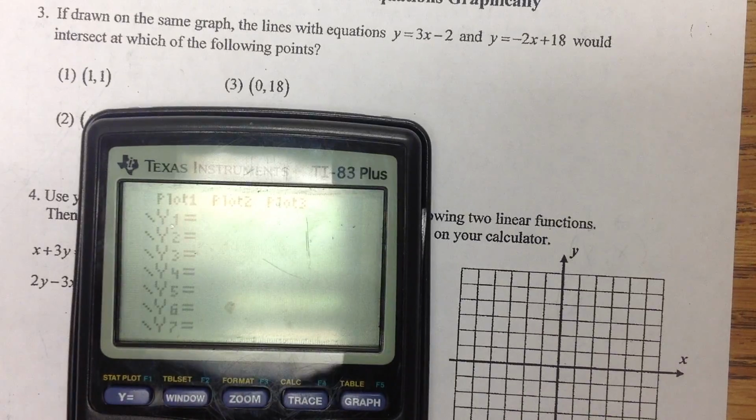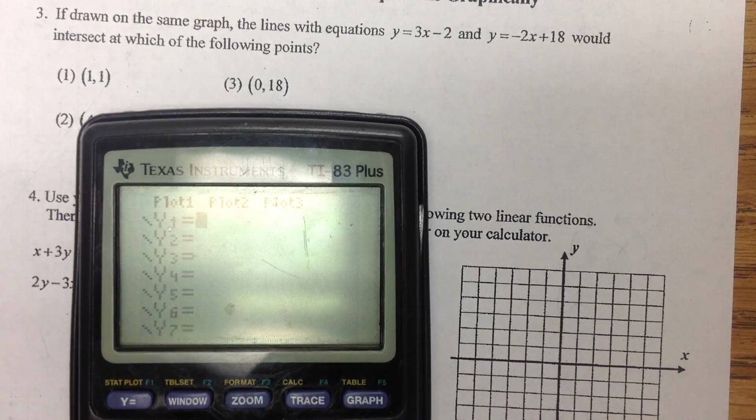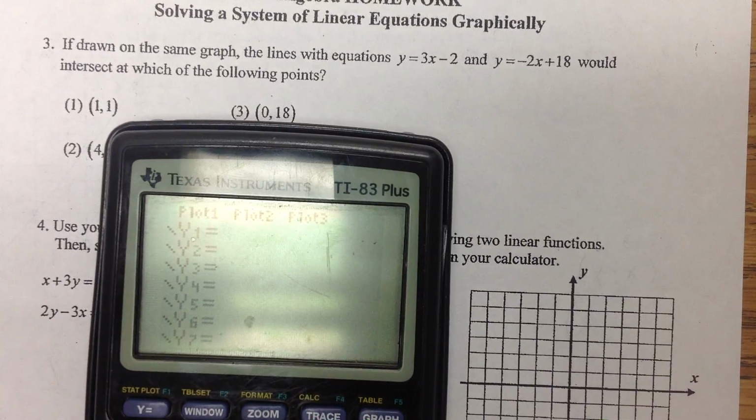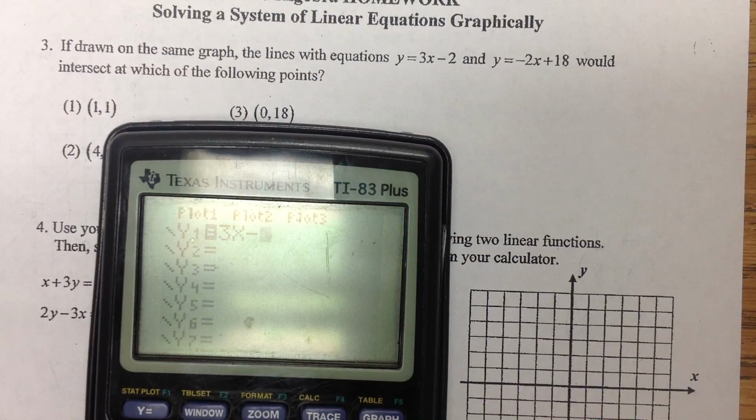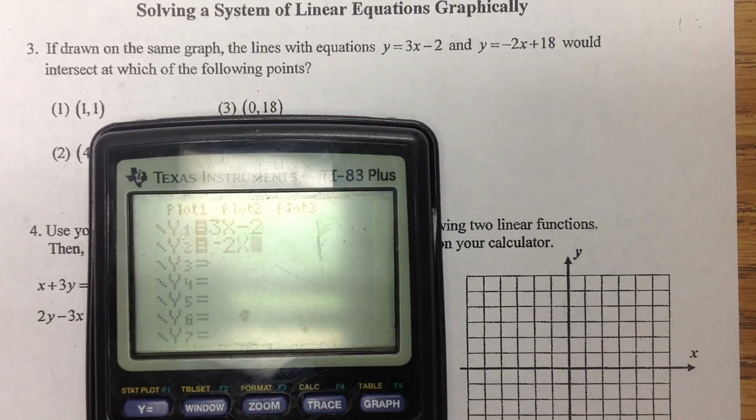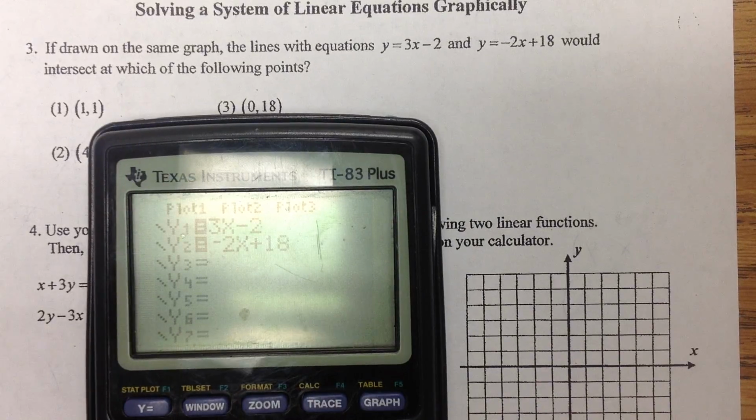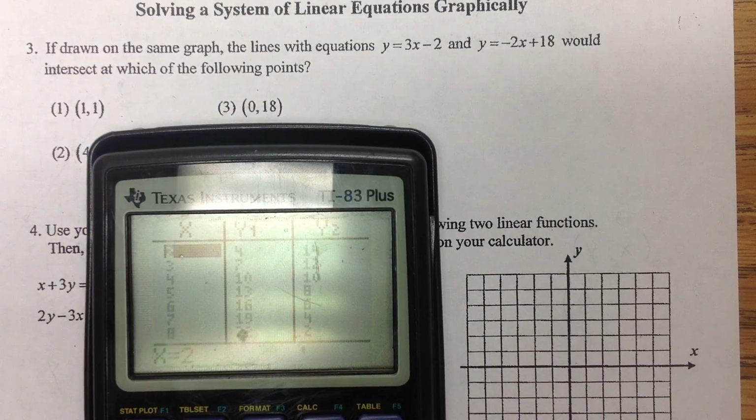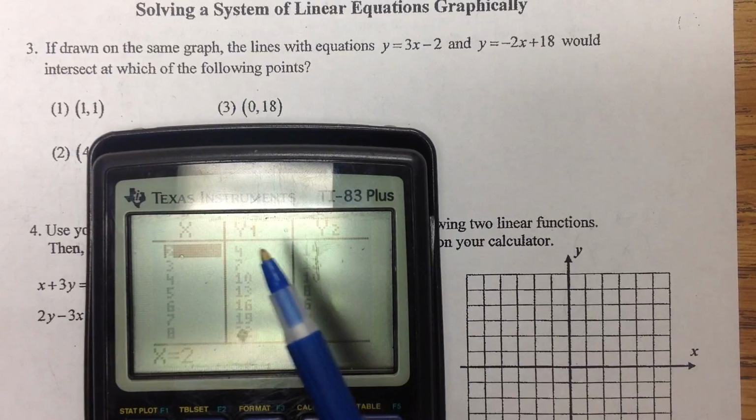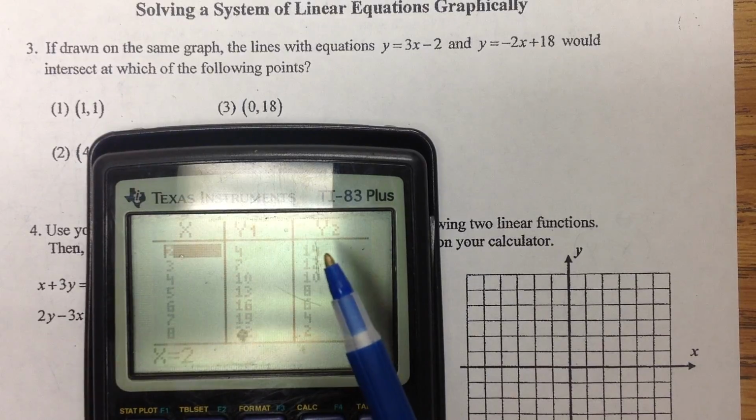In our calculator, if we type in both of those equations, 3x minus 2 and negative 2x plus 18, and then I go to second table, this will show me all the points for both lines. So when x is 2, the first line is 4, the second line is 14.